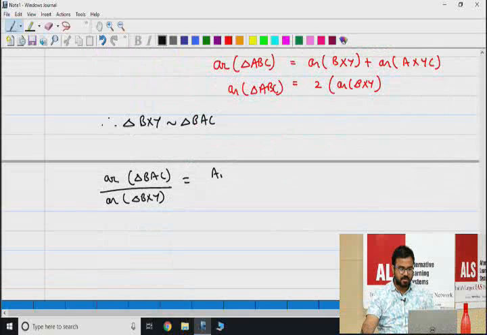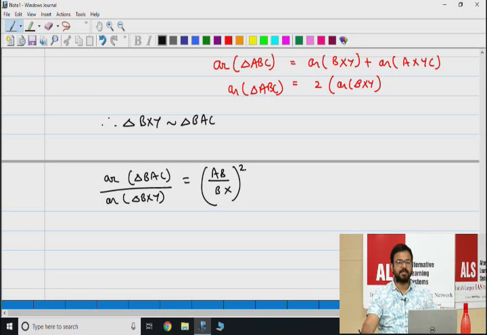So (AB over BX) whole square. This is the relationship which we can write from the concept of similarity. The area would be equal to the square of the ratio of corresponding sides. Now from this relation, the area of triangle ABC is twice the area of BXY. So we can write ABC upon BXY as 2, and that equals (AB over BX) whole square.